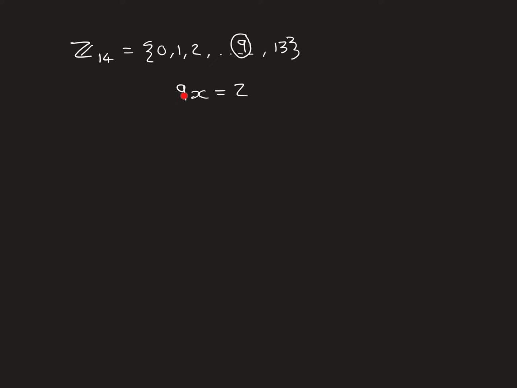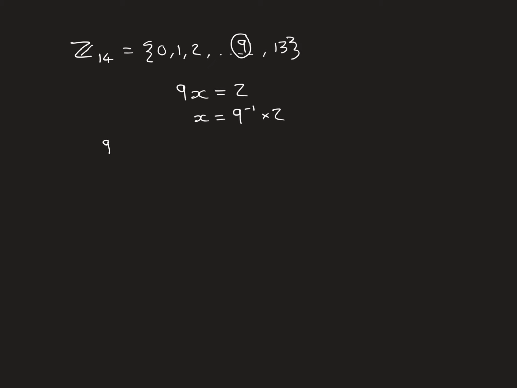Then by the associativity of multiplication, we could multiply 9 with its multiplicative inverse to give 1, and then we get x is just equal to the multiplicative inverse of 9 times 2. So this is going to be the multiplicative inverse of 9, if it exists, times 2. And what I'm going to show you is that it does exist in this case, and I'm even going to find its multiplicative inverse using the extended Euclidean algorithm.